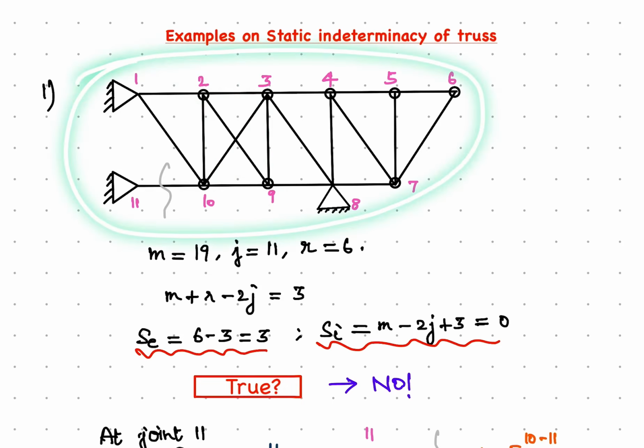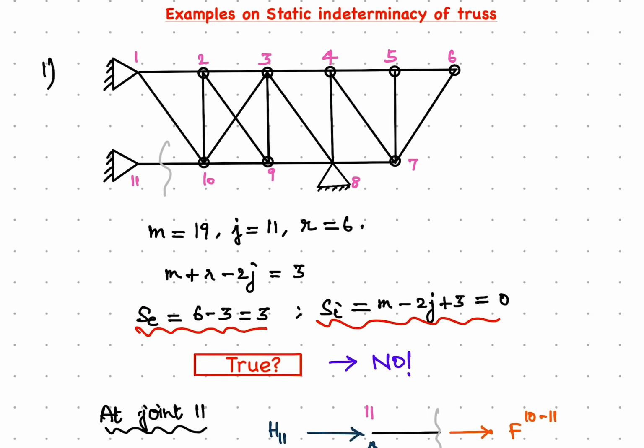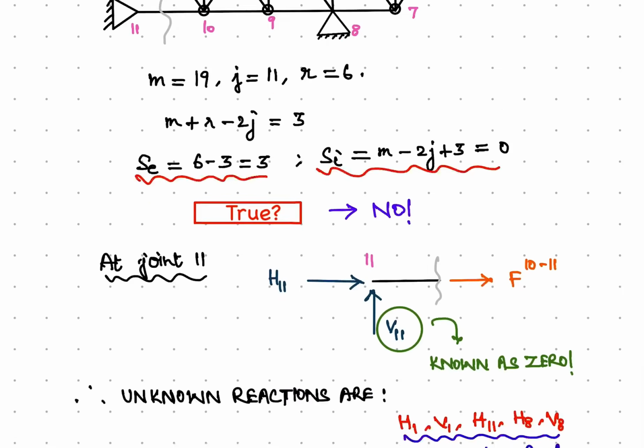Okay, if we do so, even then we get a truss which is still stable. All right. Therefore, what we need to understand here is that just with the formula, we may not always get a proper representation of what it actually is.